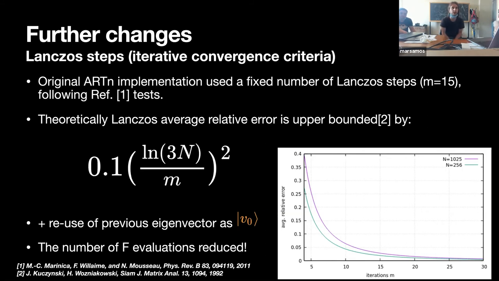And essentially due to a trick that was already implemented in the original ART implementation, which is the reuse of the previous eigenvector, which means you use the eigenvector resulting from the previous Lanczos call as an input vector to the next Lanczos call, you already start with a very good guess for the eigenvector. And then generally you just need to modify it a little bit and you can converge very fast in this Lanczos iteration. For example, when we are close to the saddle point, this can happen in two or three steps, we are already converged. So like this, we reduce a lot the number of force evaluations.